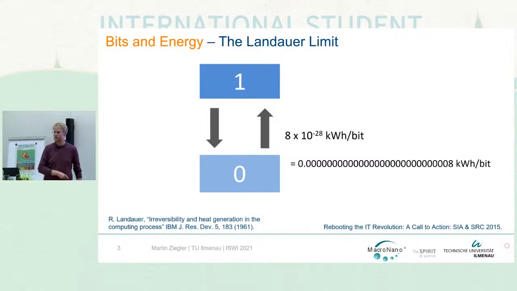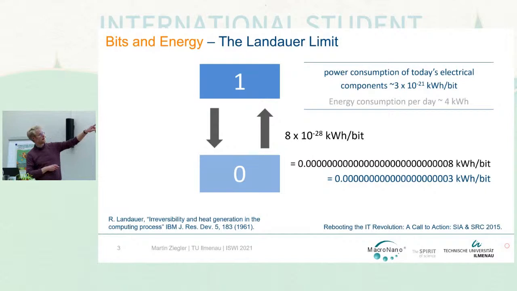The question is, okay, this is a physical limit. Below it, it's not working. The question now is what our current technology can do. When we build this up in hardware, that's a switch. And this is something about 3 to the power of -21. So again, a 0, then 20 digits, then comes a 3 kilowatt hours per bit. You would suggest also a tiny number.